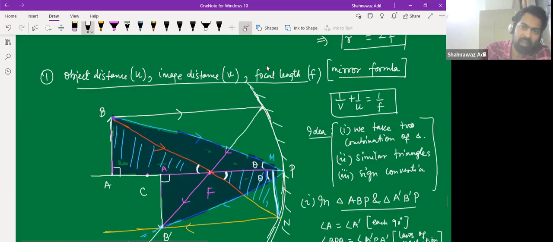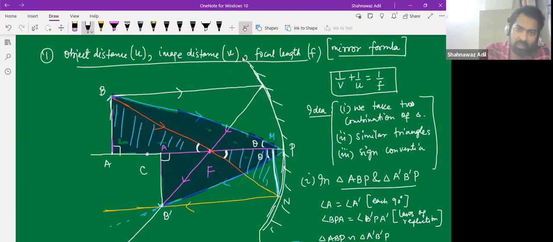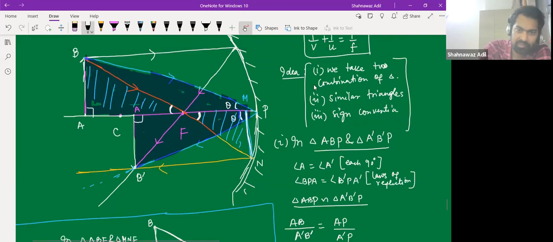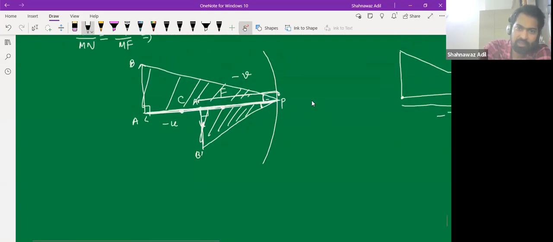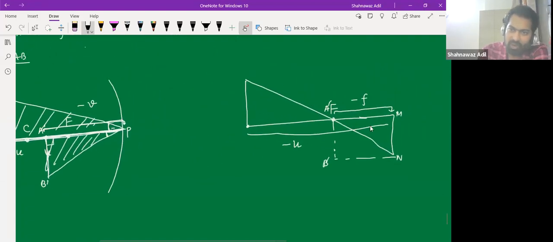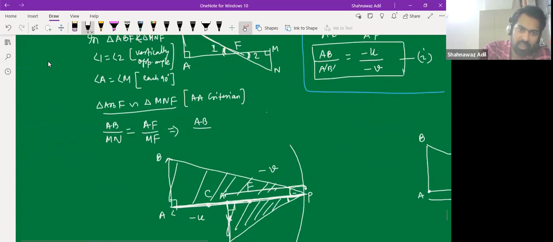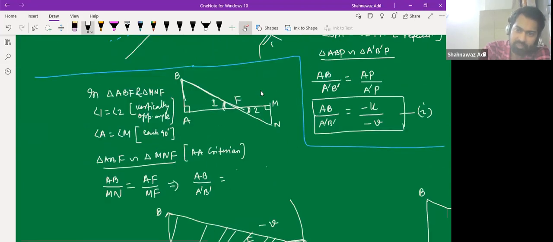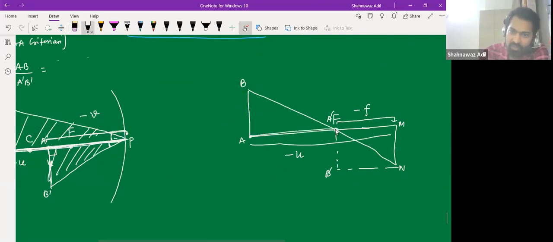So we are trying to find out the relation between the object distance, image distance, and the focal length. So this is what we're trying to find, right? Okay, so yeah. Then what did we find out? So we found out that this length, right, this is minus u and this is minus v, and this was A and this was B. So we found out this relation, right? And this was A prime B prime divided by AF. AF is how much? AF would be how much, guys? AF from A to F.